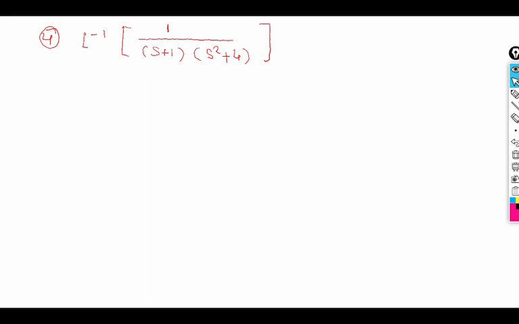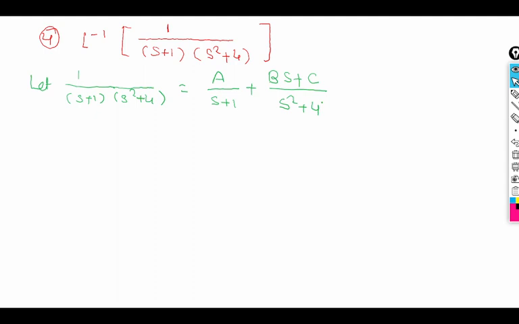So step number 1 in a solution, we always write a partial fraction. So let 1 upon (s plus 1) into (s square plus 4) be equal to A upon that linear factor, plus, remember, the partial fraction of a quadratic should have a linear term in the numerator, Bs plus C, upon s square plus 4. And now our aim is to get that A, B, C.